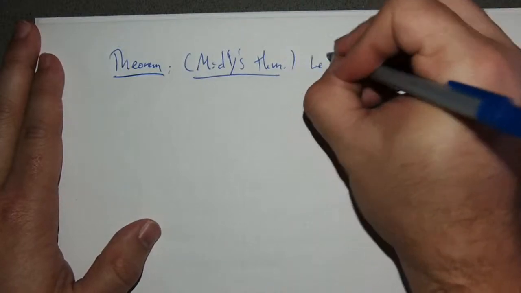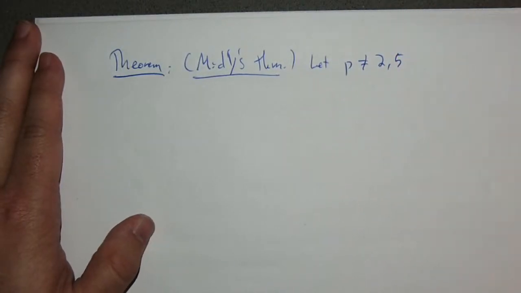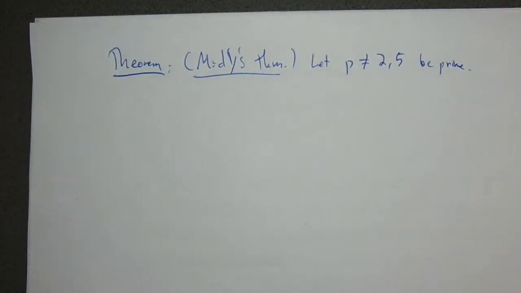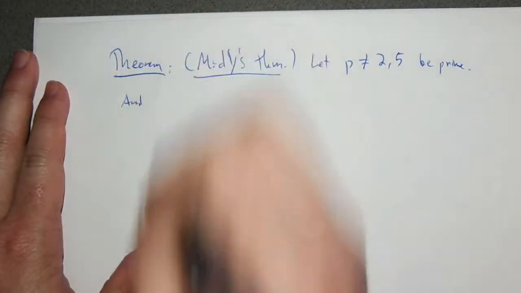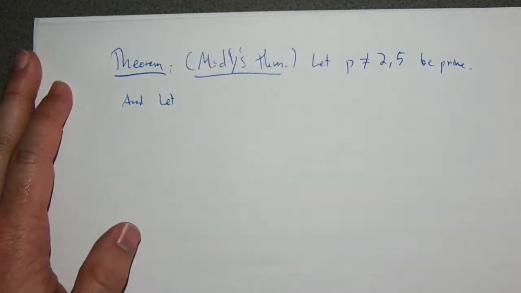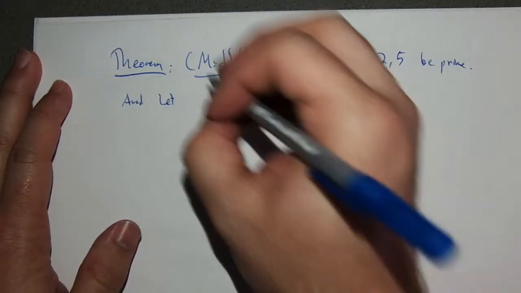So let P not be equal to 2 or 5, but let it be prime. Okay, so it's a prime that's not 2 or 5. Probably doesn't take too much imagination to imagine why you don't want 2 and 5 here. But that's a good thing to ask. I'm not saying that that's necessarily totally obvious, but you should think in terms of what we're doing, why 2 and 5 might be no good.